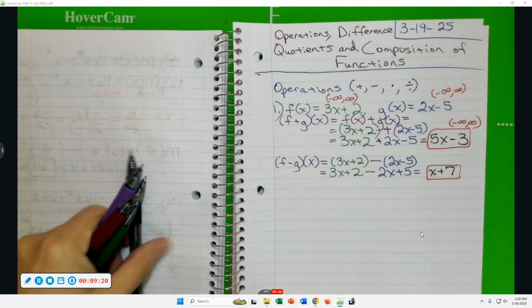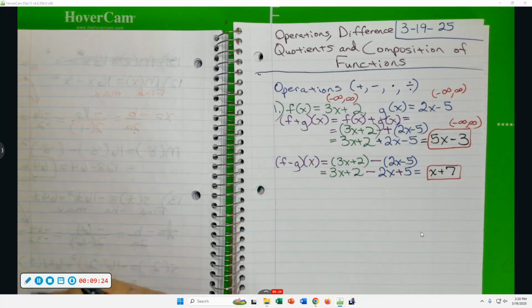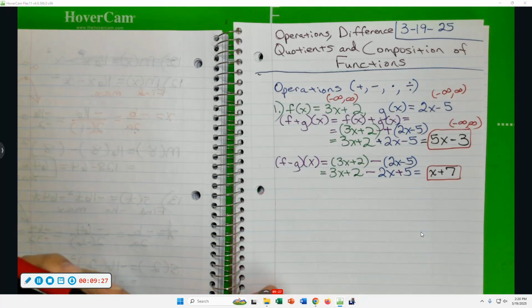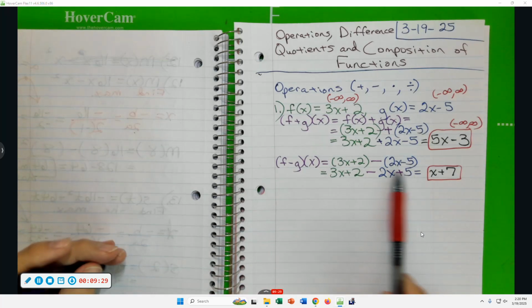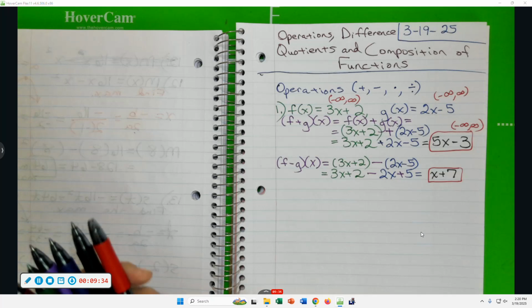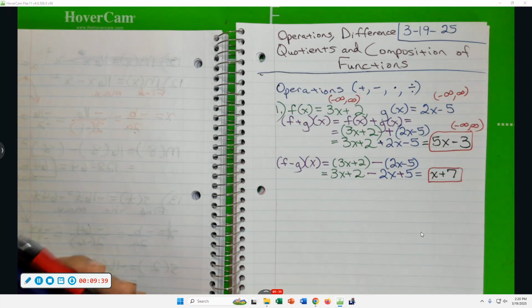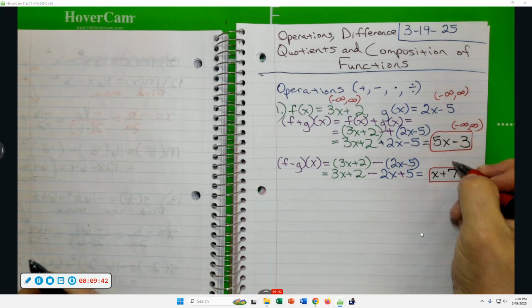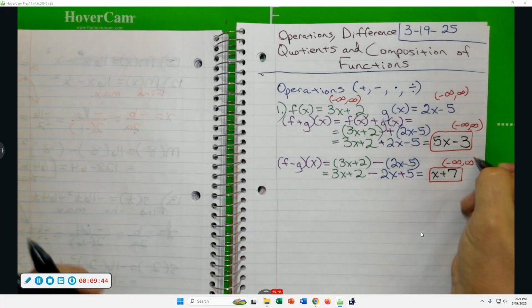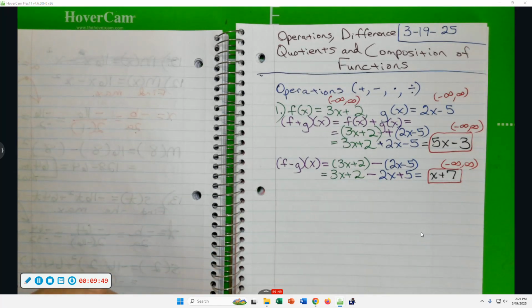For f minus g, look through all that work there. What's the domain? Do you see any fractions? Do you see any square roots there with f minus g? No, so what do you conclude the domain is? Negative infinity to positive infinity, all real numbers. Addition and subtraction of functions is just algebraic addition and subtraction of functions.